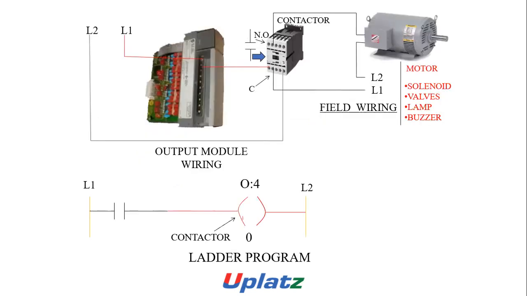Here L1, L2 are the output module wiring, contactor, and field wiring: motor, solenoid valve, lamp, buzzer. The corresponding ladder diagram is shown here.